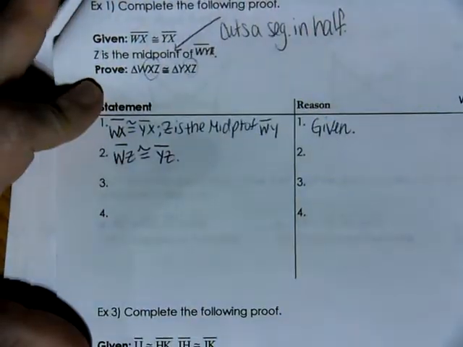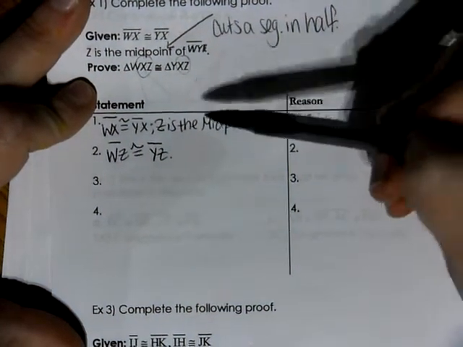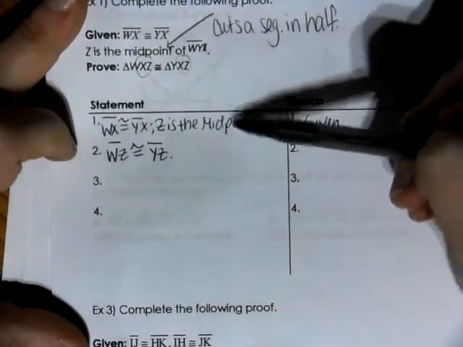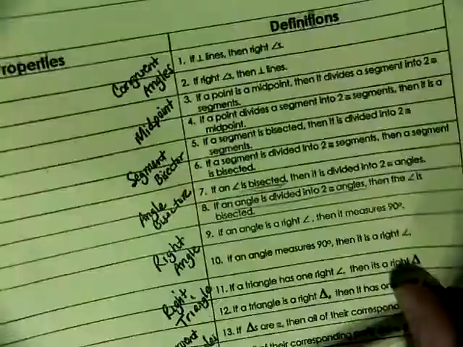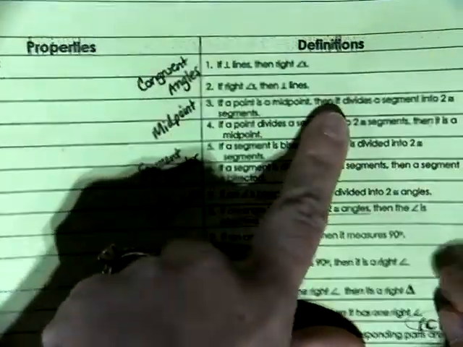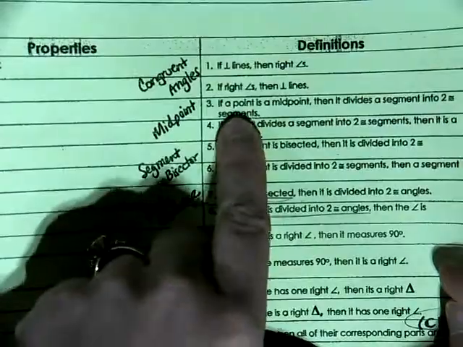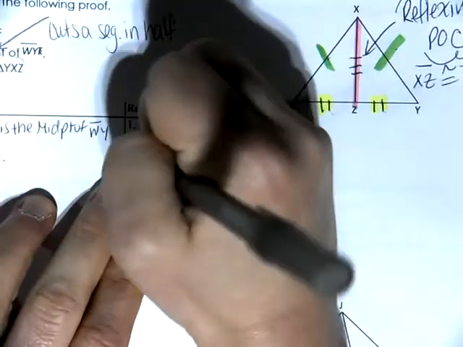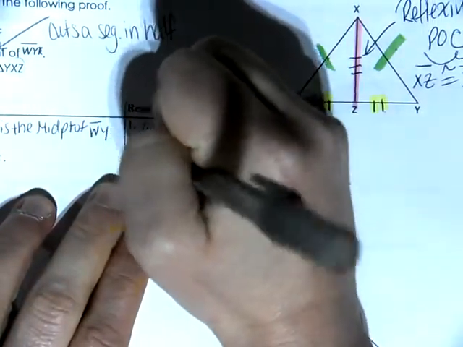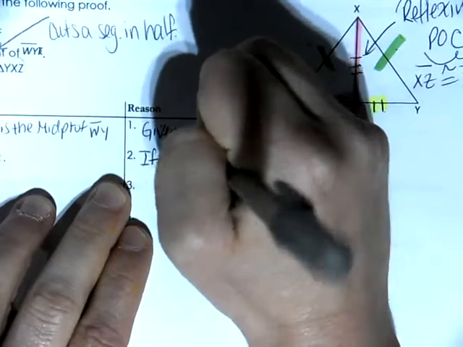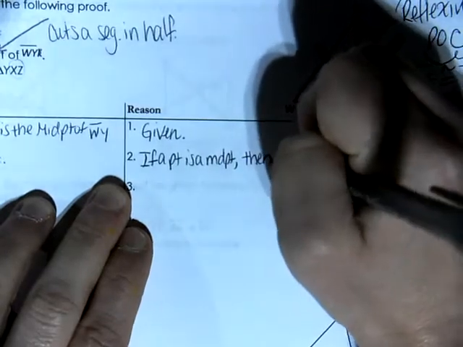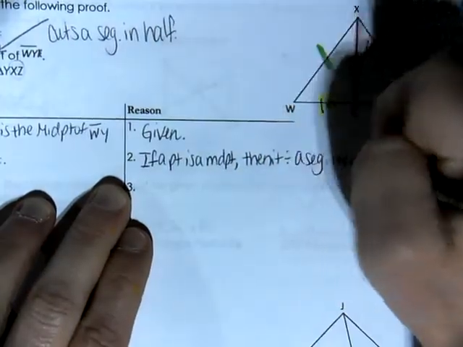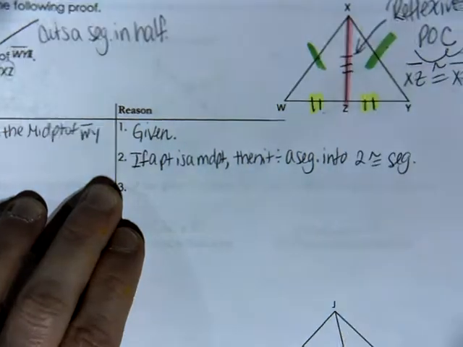But why can we say that those segments are congruent to each other? Well, what came before was midpoint. What came next was congruent segments. So I'm going to be working with: if a point is a midpoint, then it divides a segment into two congruent segments. If you want to use shorthand, that's perfectly fine with me. So I'm going to say if a point is a midpoint, then it divides a segment into two congruent segments.